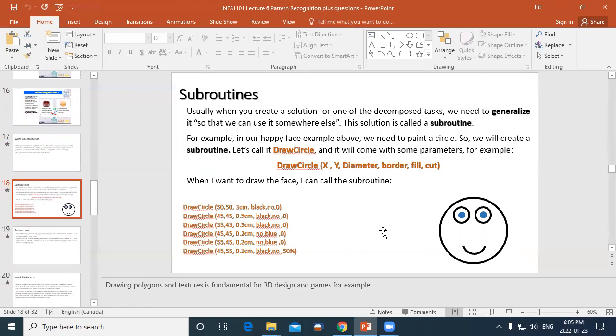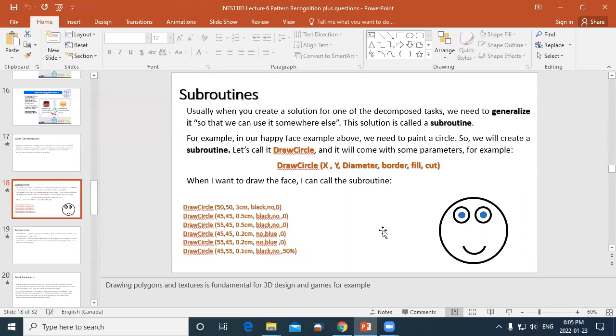A subroutine is a little program that's called by another program. And so that program here is called draw circle. And draw circle takes in these inputs, and then from those inputs, it draws this. Now notice the inputs change, and each of those represents a different circle here. All right, so the inputs change there.